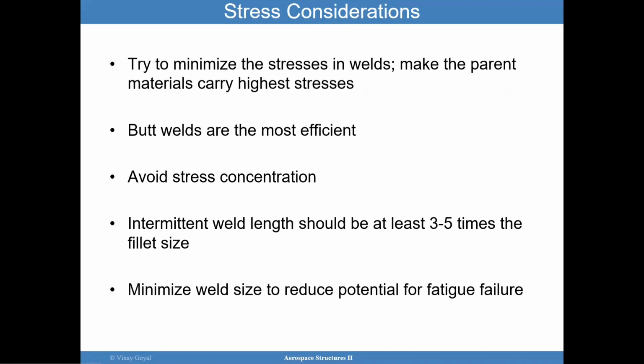Try to really minimize the stresses in the welds. What you want to do is make the parent materials carry the highest stresses, not the weld itself. Butt welds are the most efficient. Try to avoid stress concentrations whenever possible. The intermittent weld length should be at least 3 to 5 times the fillet size, so keep that in mind in your designs. Minimize weld size to reduce the potential for fatigue failure.